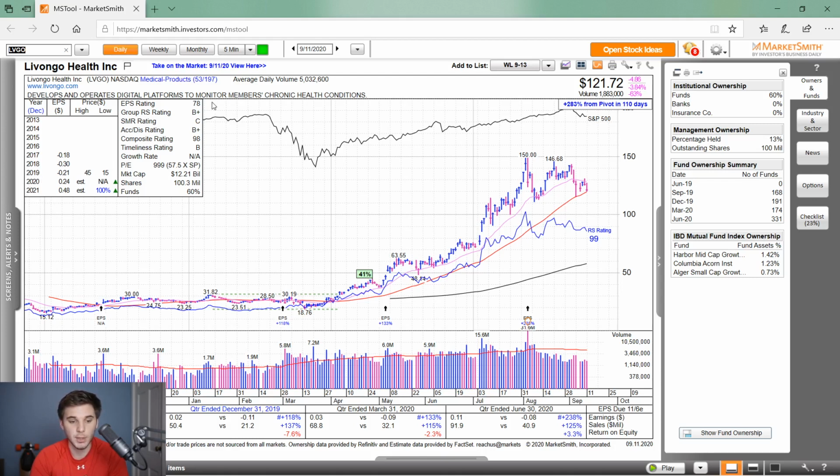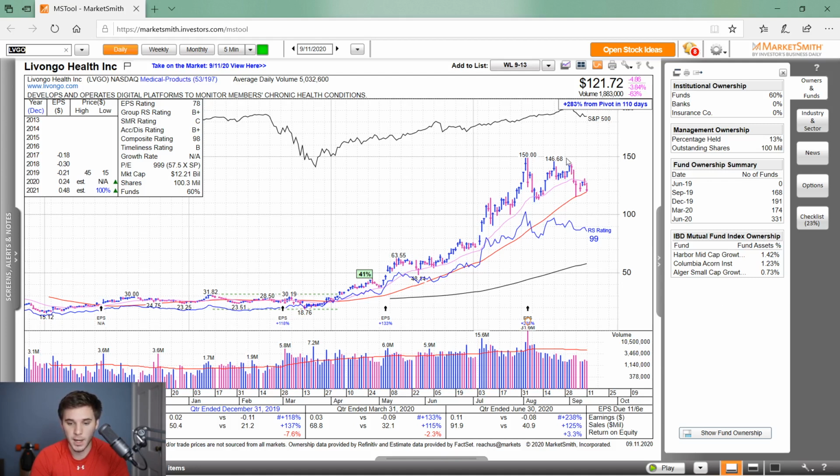The EPS rating is a 78, the Group RS is a B+, the SMR rating is a C, accumulation distribution is a B+, and the overall composite rating is a 98. And looking at the fund ownership, you can see a nice increasing trend, and you have 3 high-quality funds investing into this stock.